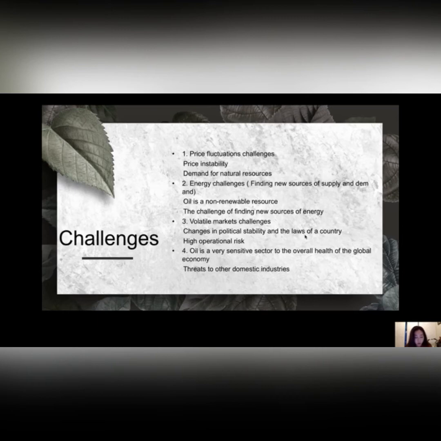Fourth, oil is a very sensitive sector to the overall health of the global economy. For example, the harm to domestic industry. Transnational corporations pose a threat to other domestic related industries due to their huge economic strength. Domestic industry cannot face the challenge of multinational corporations. That's it. Thank you.